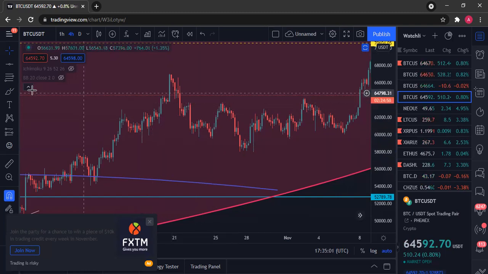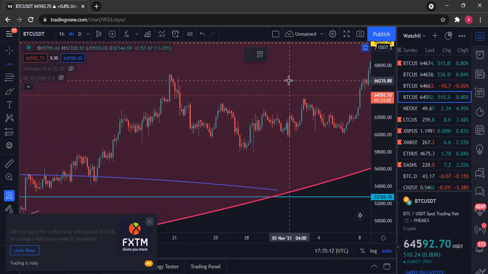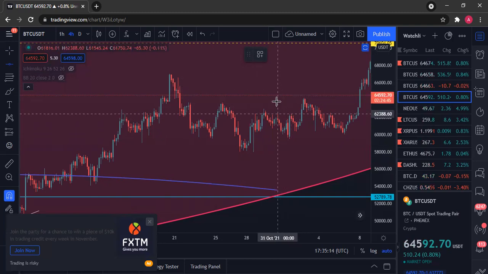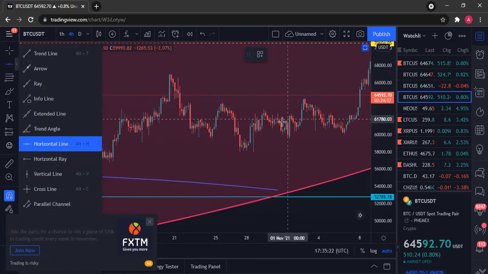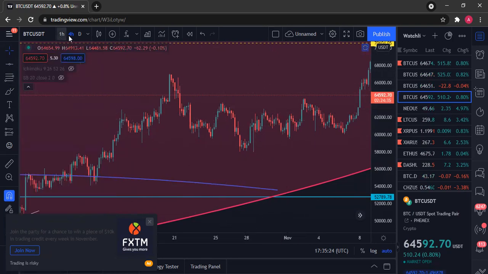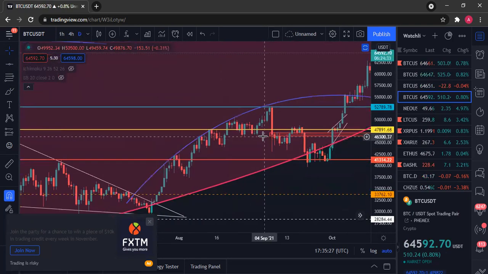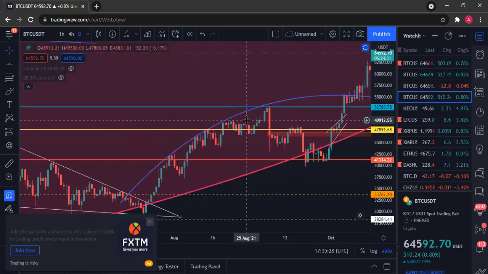So that's basically that. And then also, let me show you an example now. So let's assume now I pick up my horizontal line. Let me go to it so that it will be easier for us.